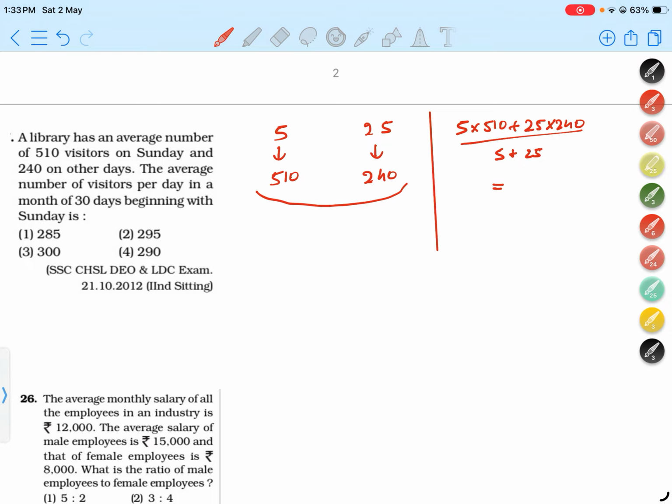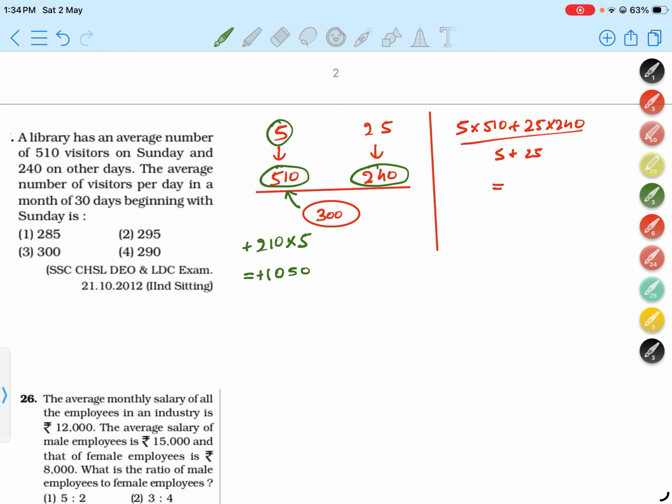By the method of deviation, let us assume some average which lies between the values of these two numbers. Let us say we assume 300 as the average. So this is the assumed average. Now let us find the deviation of these two values from our assumed average. Here the deviation is 210, on 5 units. So 210 into 5, since it is greater we write it as plus, so it equals 1050 positive.